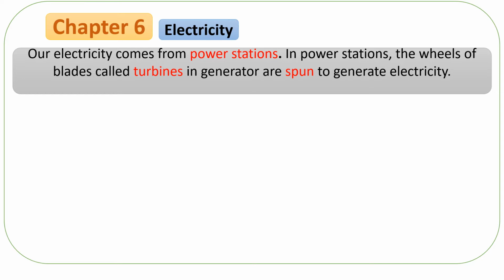Very good. In power stations, the wheels of blades, called turbines, in the generator are spun. Spun means turning around. Very good. Which means that in the generator, there are turbines.